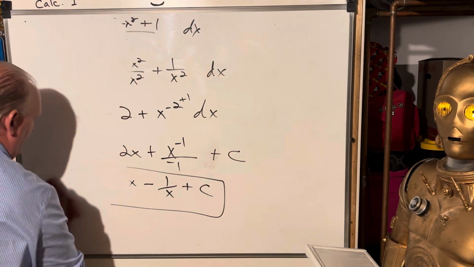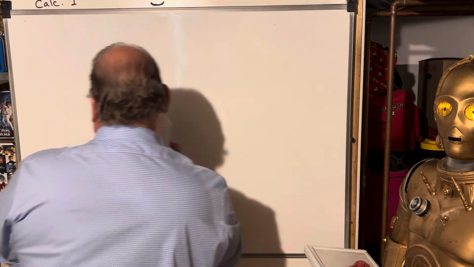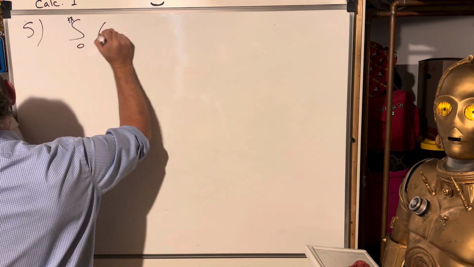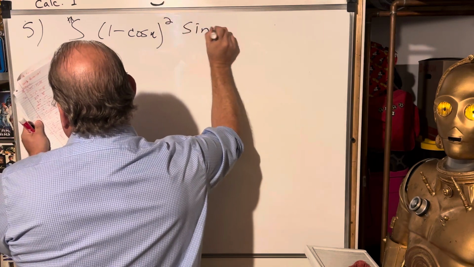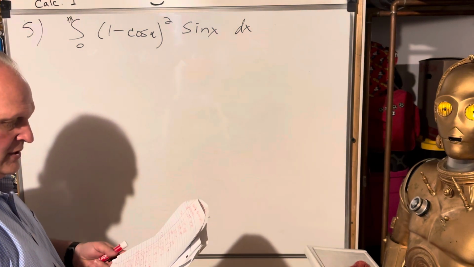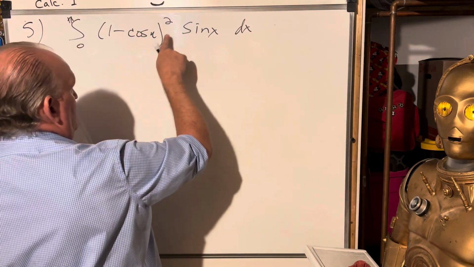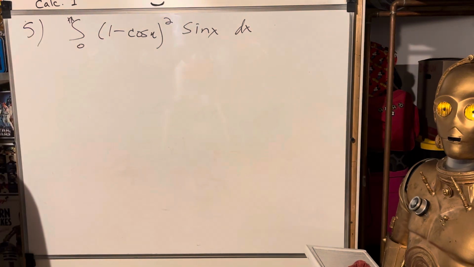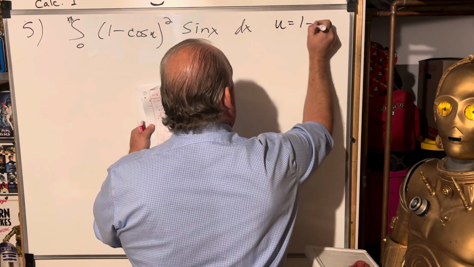Once again, number 5. So number 5, we're back to a definite integral from 0 to pi. 1 minus cosine x, quantity squared, sine x, dx. Okay, so u substitution. It was written as cosine squared u. How was it written? No, that's exactly how it was written. Okay, that's fine. So we're going to say u is equal to 1 minus cosine x.